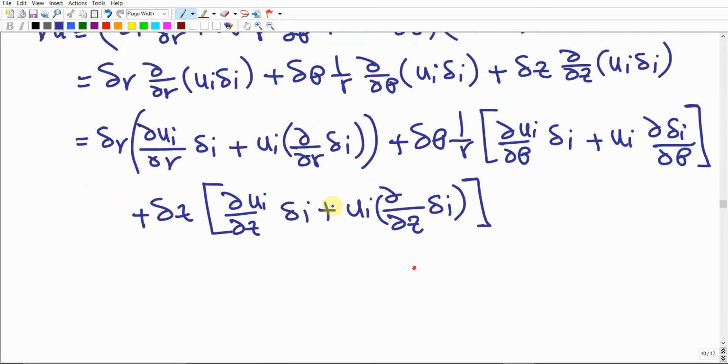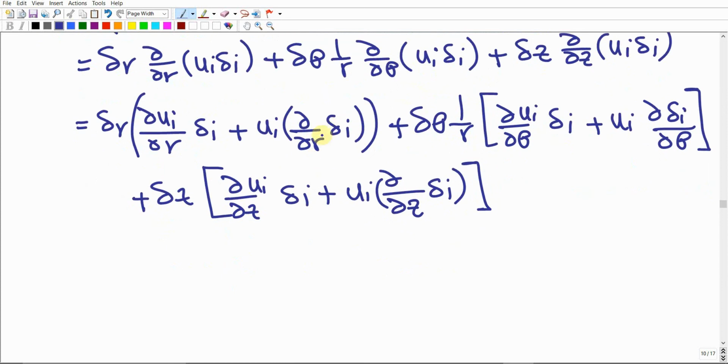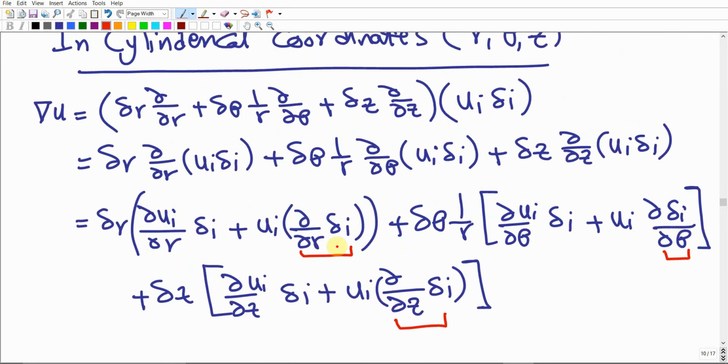In this way, as you can see, there are some derivatives of the unit vectors like this term. This term is a derivative of the unit vector with respect to r. This is a derivative of the unit vector with respect to θ, and this term is a derivative of the unit vector with respect to z. For the rectangular coordinates, all of these derivatives were zeros. But for the cylindrical coordinates, these derivatives do have values.